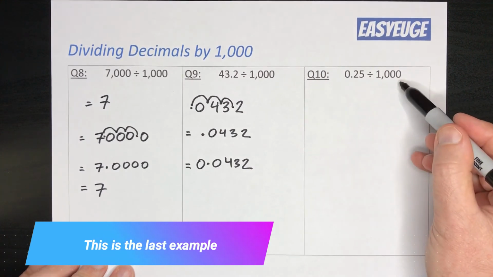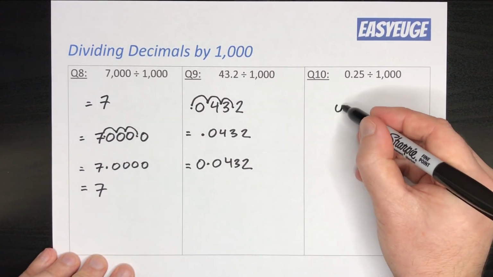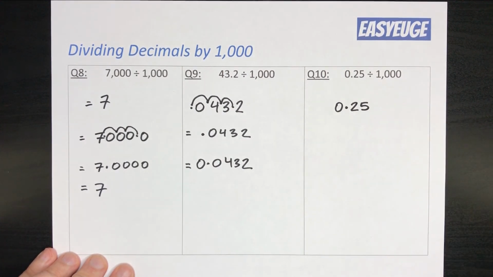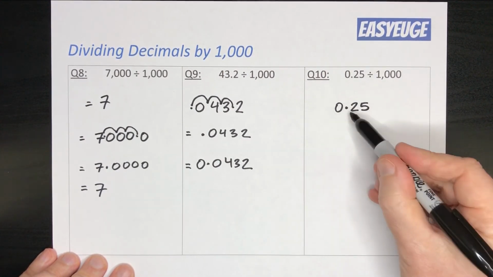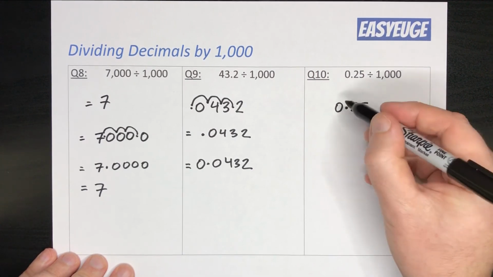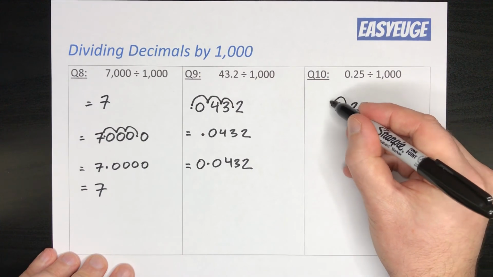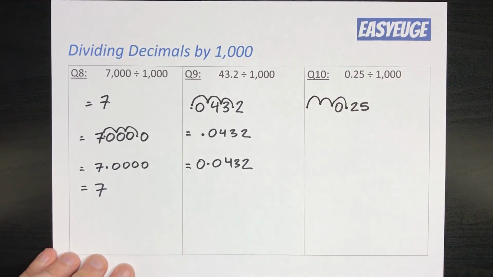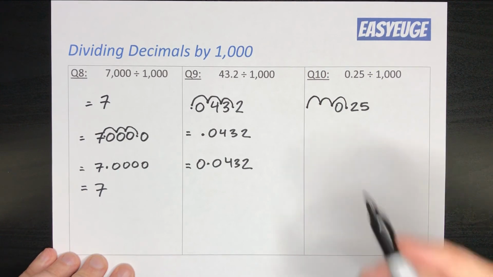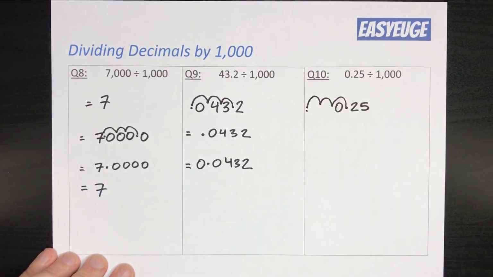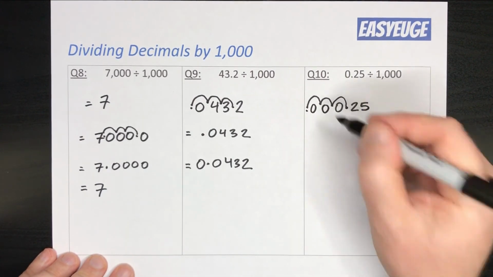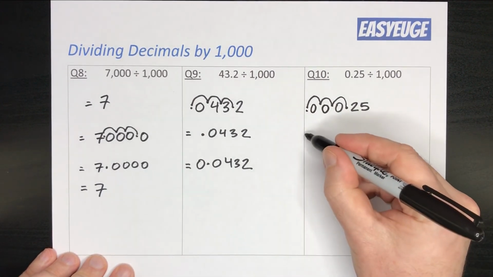0.25 divided by 1,000. Let's see this in action. 0.25. Now remember what you've just learned. Locate the decimal point and let's move 3 places to the left. 1, 2, 3. Oh gosh, we've jumped over 2 blank spaces and the decimal point has ended up here. So let's backfill this with some zeros. Okay, that's the way to do it.